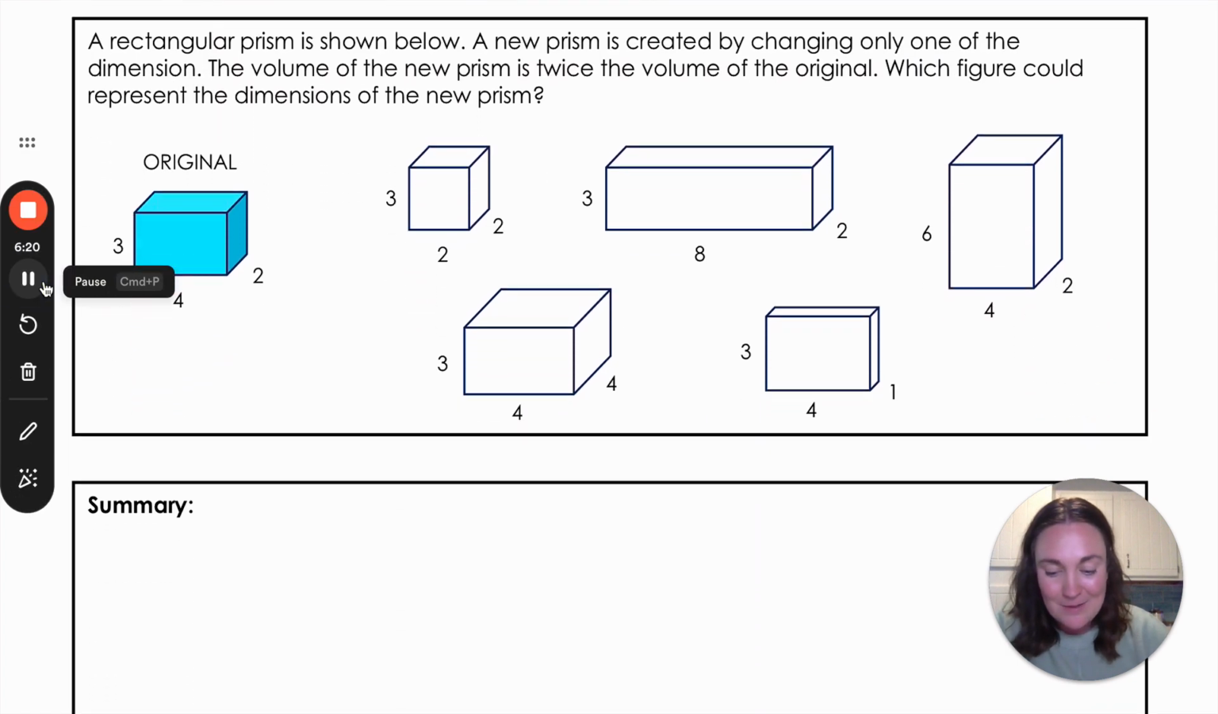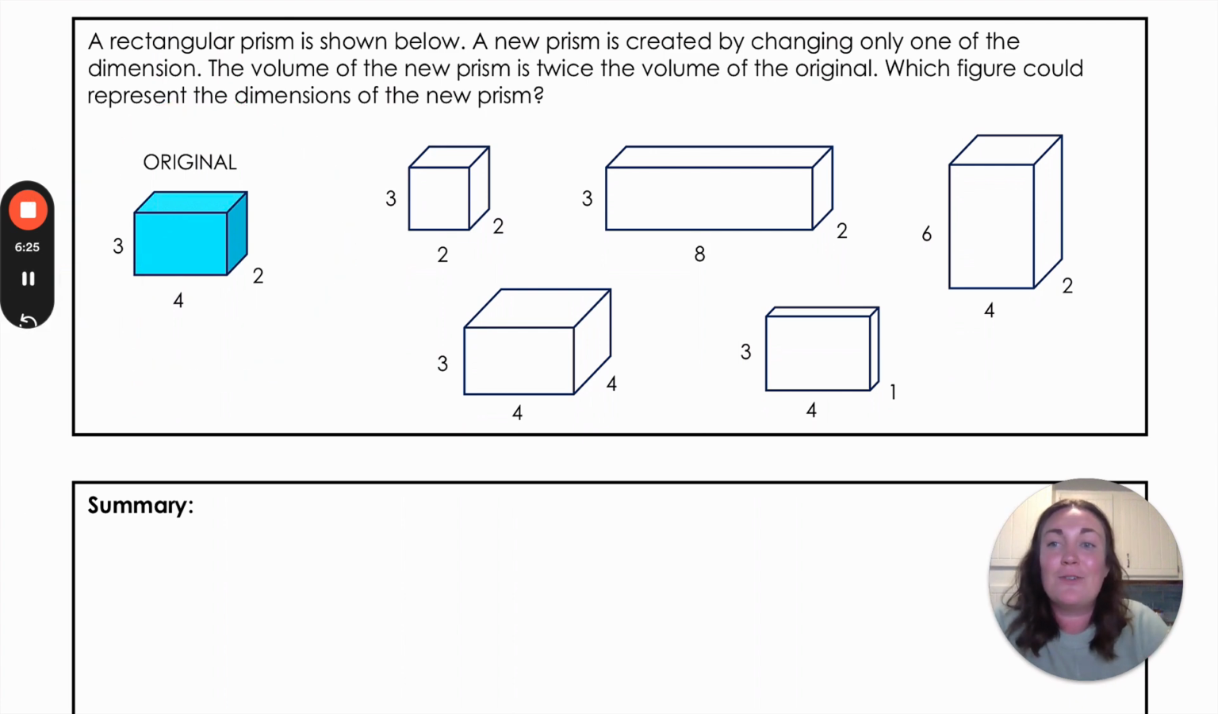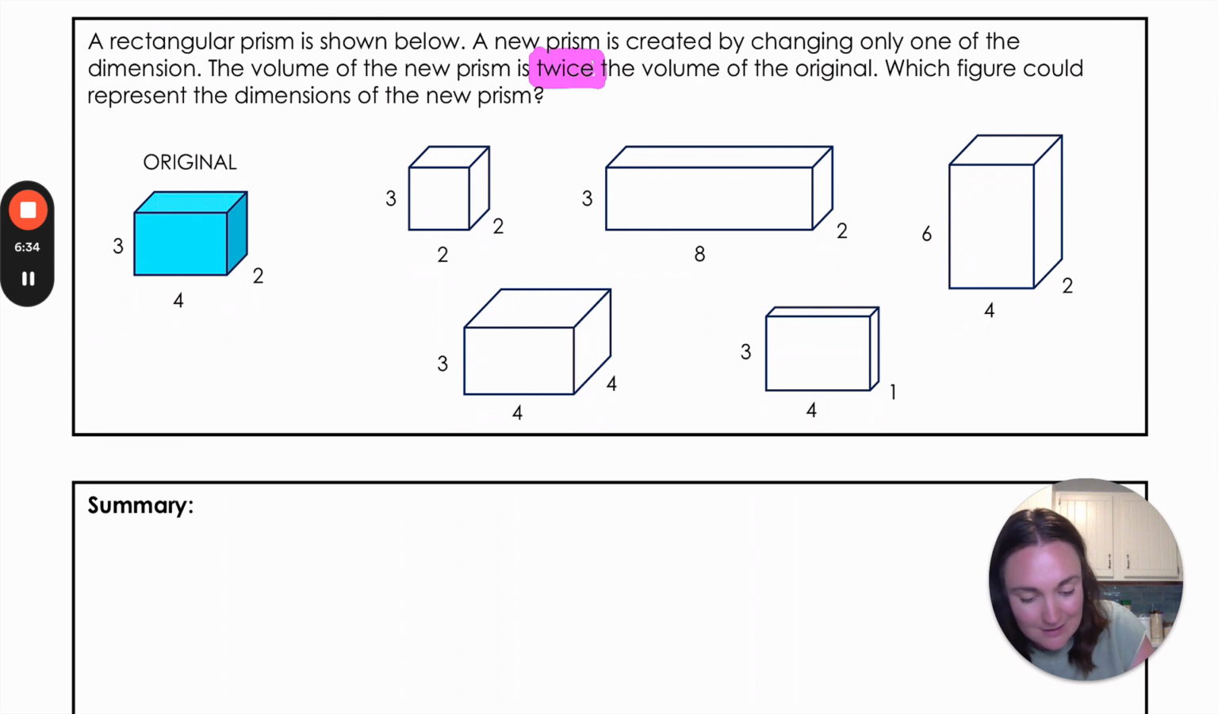And our last problem for today, we have an original rectangular prism shown, and we are going to create a new prism by changing only one of the dimensions, and we want that new volume to be twice the original volume. So that means that we need to take one of those measurements and multiply it by 2. We're going to look at these one at a time, and first see which attribute they change, so our 3, our 4, or our 2, and we're going to see if they multiplied it by 2. That means our answer is good. If they did not multiply it by 2, that means that one is out.